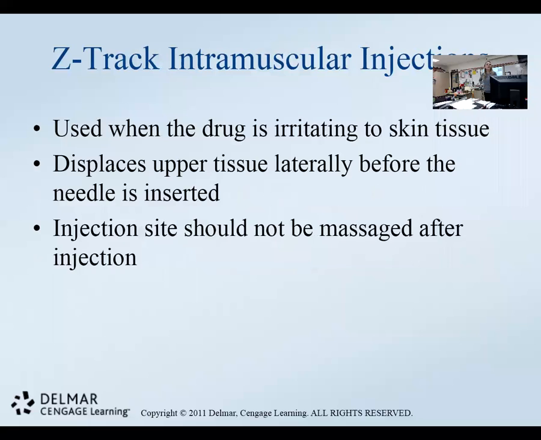Okay, a Z-track intramuscular injection. This is kind of like what it sounds. This is used when the drug can be really irritating to skin tissue, so you don't want any of that medicine in the subcutaneous tissue or higher. It displaces the upper tissue laterally before you insert the needle. So basically what you do is you pull their skin over to the side. If I'm going to give it here, I pull my skin over, give the injection, and when I take the needle out, let the skin go back.